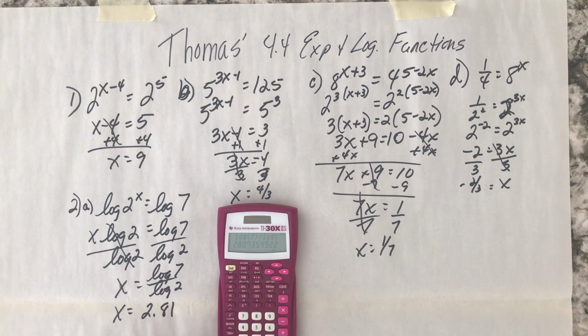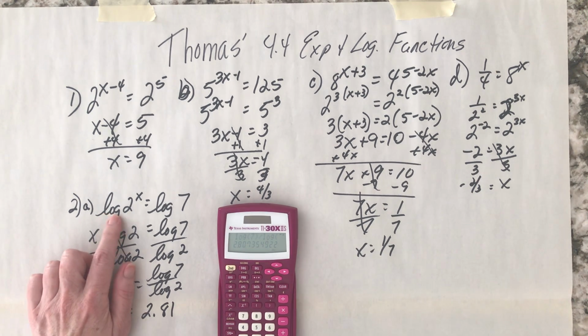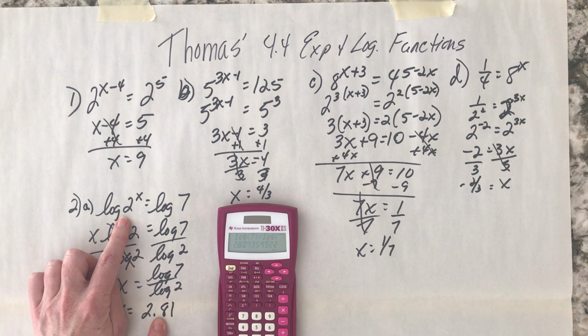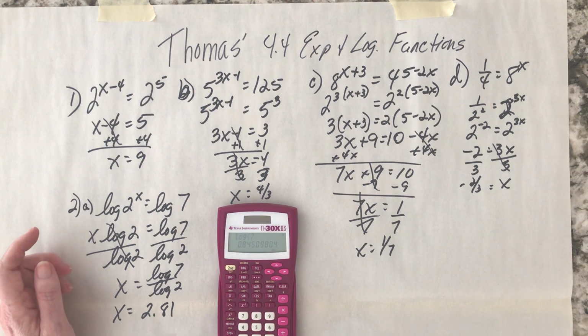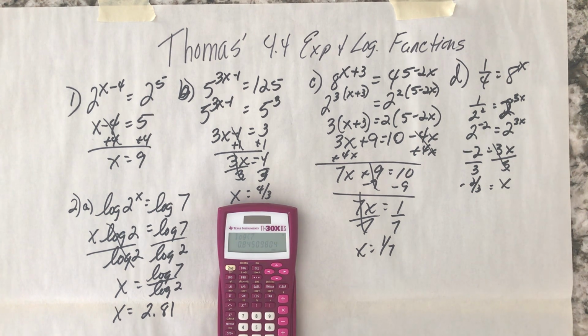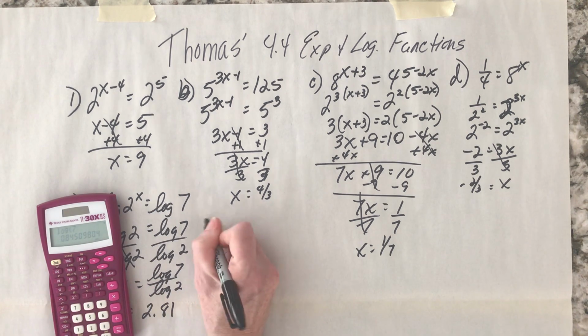If you want to check it, you don't need to, but take the common log of 2 raised to the 2.81, and that should give you that number. Remember that, 0.846, something like that. And the common log of 7 is 0.845. We did some rounding here, so that's why there's a tiny discrepancy in those two numbers, but they will match. Let's look at B.